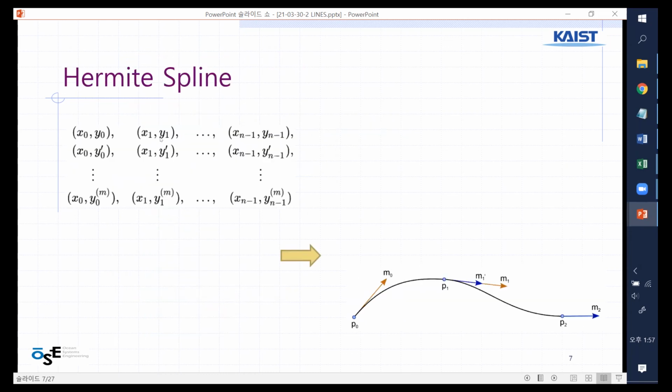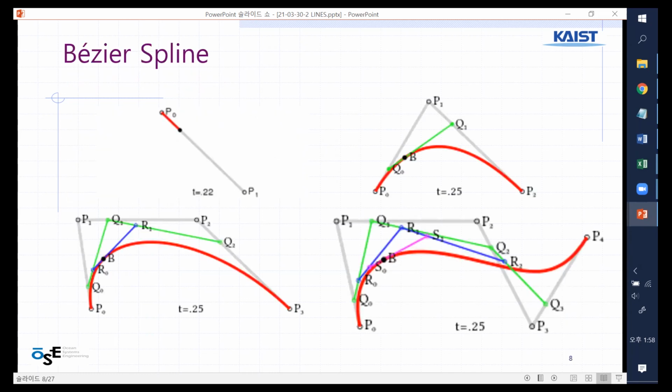So we'll see that. The Hermite spline is defined by the positions P0 and P1, the ends of the curve section, and the slope vector M at the position of P0, right? By using those positions and slope vectors, you can create a Hermite spline. Then the second one is the Bezier spline.